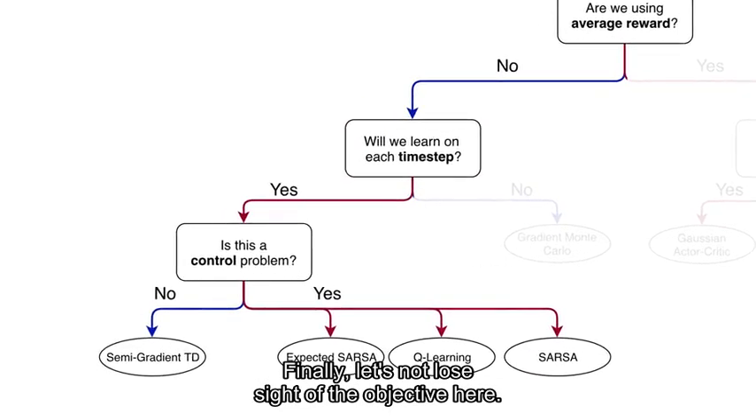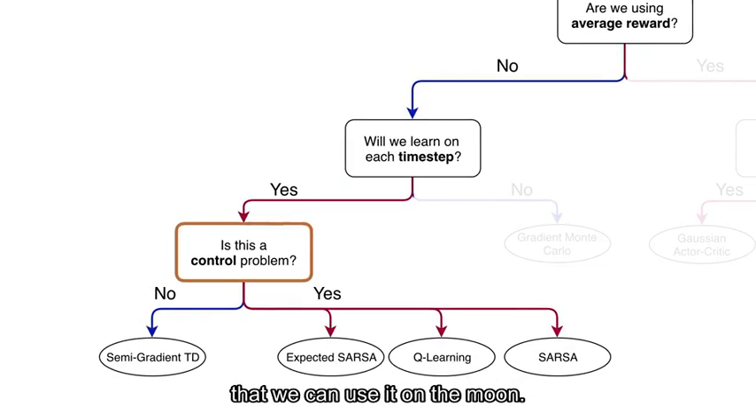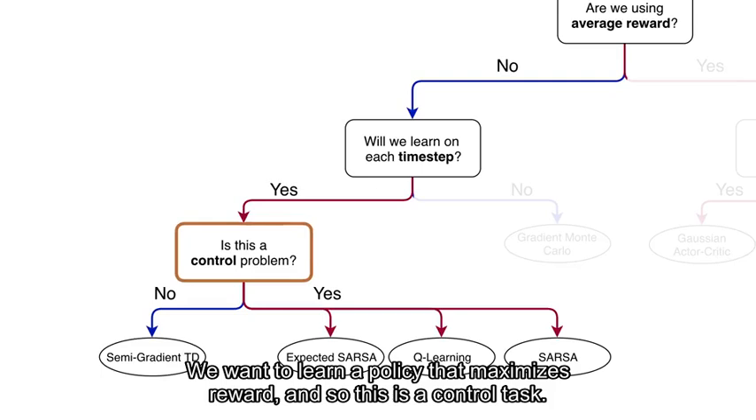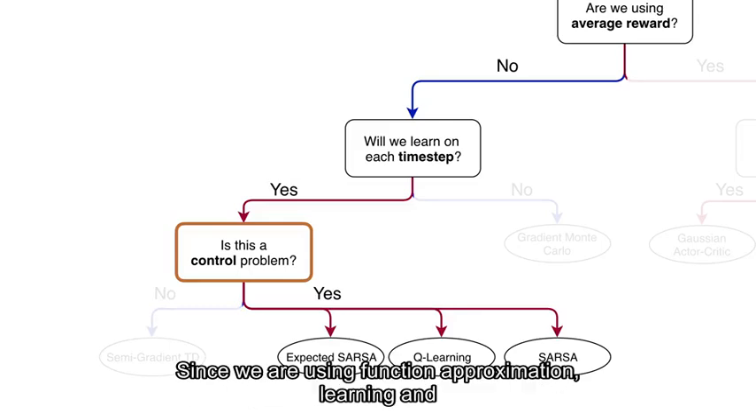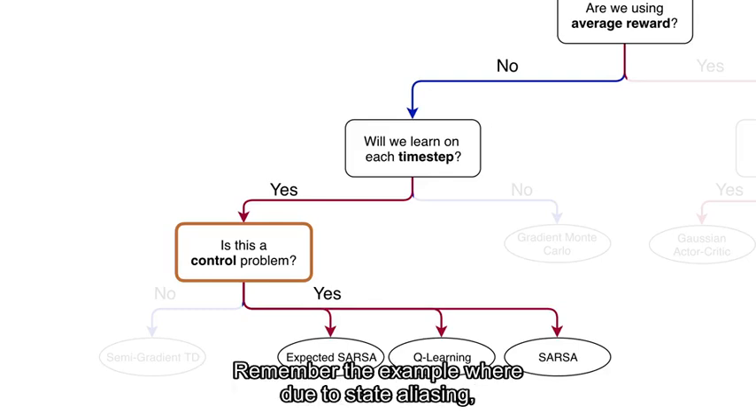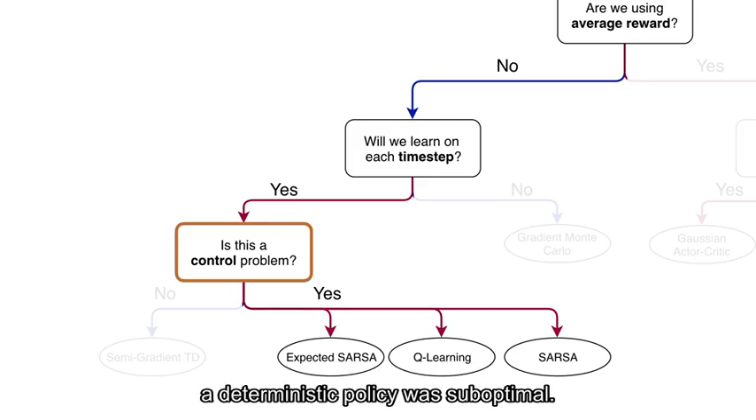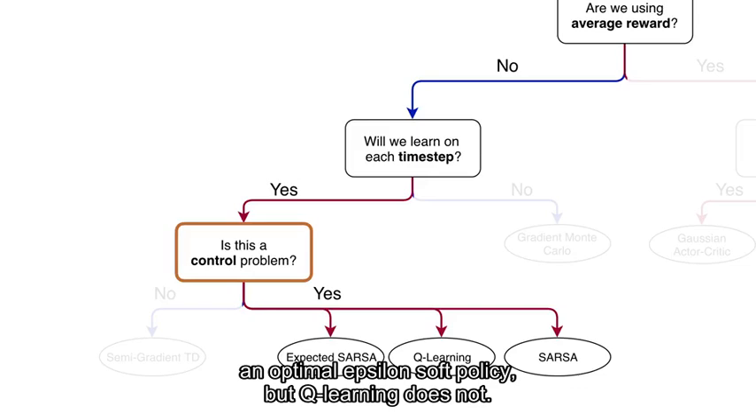Finally, let's not lose sight of the objective here. We want to learn a safe and robust policy in our simulator so that we can use it on the moon. We want to learn a policy that maximizes reward, and so this is a control task. This leaves us with 3 algorithms, SARSA, expected SARSA, and Q-learning. Since we are using function approximation, learning an epsilon soft policy will be more robust than learning a deterministic policy. Remember the example where, due to state aliasing, a deterministic policy was suboptimal. Expected SARSA and SARSA both allow us to learn an optimal epsilon soft policy, but Q-learning does not.